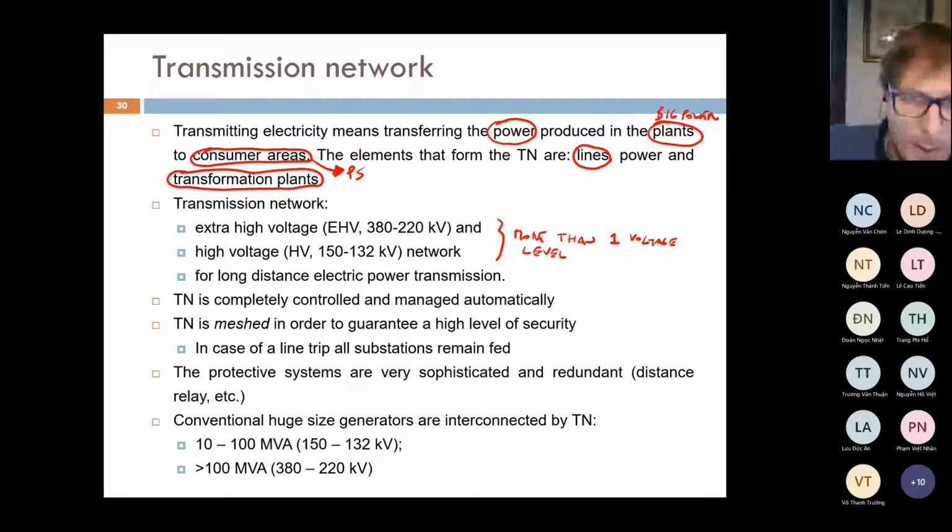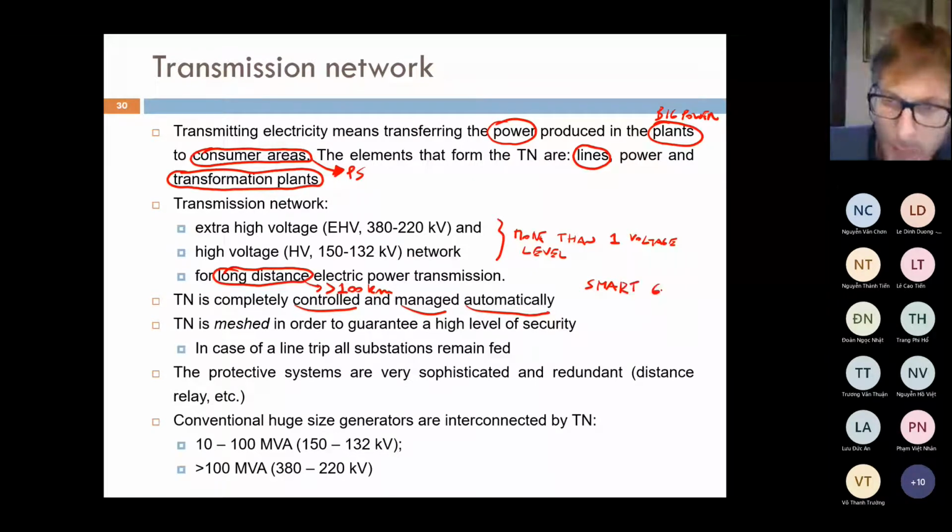And they are used for long distance, okay? So basically, I would say greater than 100 kilometers, but even less, then it depends on the geography of the area. The transmission network is completely controlled and managed automatically. What does it mean? When you are hearing these days about smart grids, okay, basically smart grids refers to the distribution network, okay.